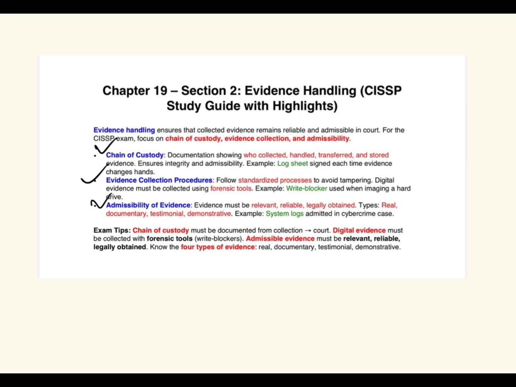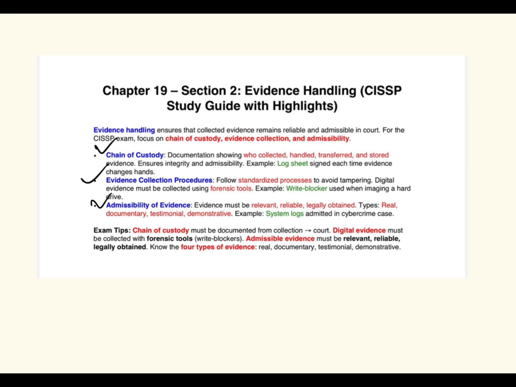The third one is admissibility of evidence. For evidence to be accepted in court, it must be relevant, relating directly to the case; reliable, collected properly using correct procedure and not altered; and legally obtained, collected following laws, warrant, consent. Illegally collected evidence is inadmissible. It is not acceptable in the court, right?